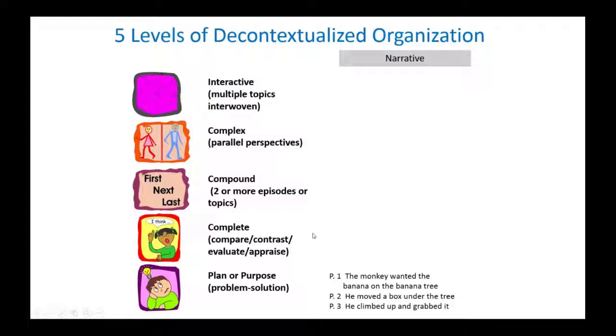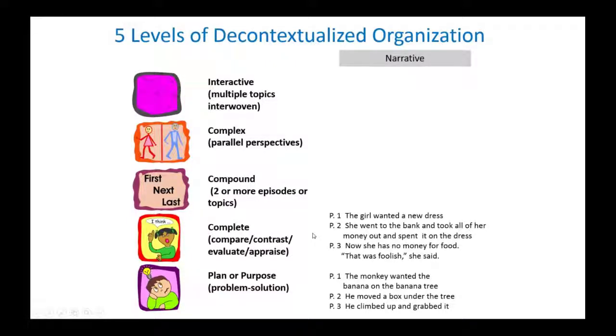A complete story is going to have all of the things that the other stories have. So it will have time, it will have causality, it will have psychological causality, it will have a plan or a purpose, but it's also going to have an evaluation. The girl wanted a new dress, so there's her psychological causality. She went to the bank and took all of her money out, so that's her plan, and then she spent it on her dress, so that's her attempt. Now she has no money for food. That was foolish, she said, so now she's evaluating. So there was a consequence to not saving some of her money. Okay, so this is a complete narrative.